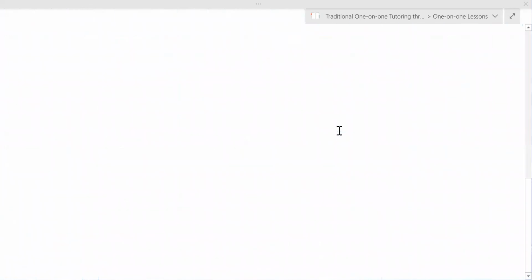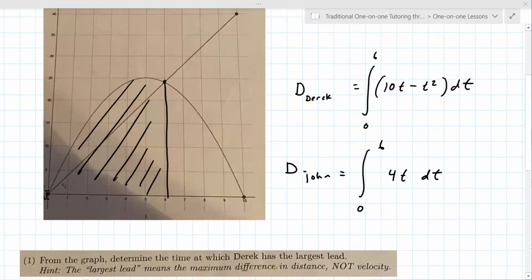Right. And what this graph shows is that Derrick is running faster than John all the way to this point. So he's always going to have gone further than John because his velocity is greater. But as soon as their velocities are the same, the distance between them goes to 0. But notice that John's velocity continues to increase. So he actually catches up and probably even passes Derrick.